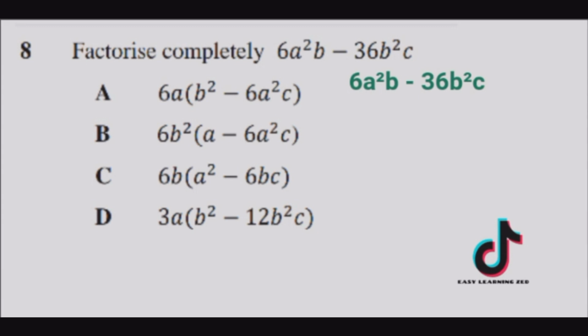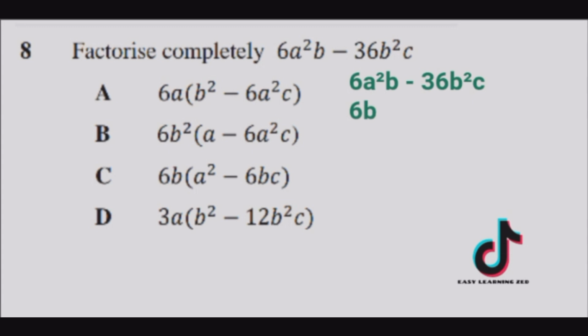So what I'm going to start with, focusing on the coefficients. You can see that we have got 6 and 36. What number can go into 6 and 36? It is 6 itself. Now once we've done that, we look for variables that are found in both terms. You can see that b is found in both terms. So we're going to write b.